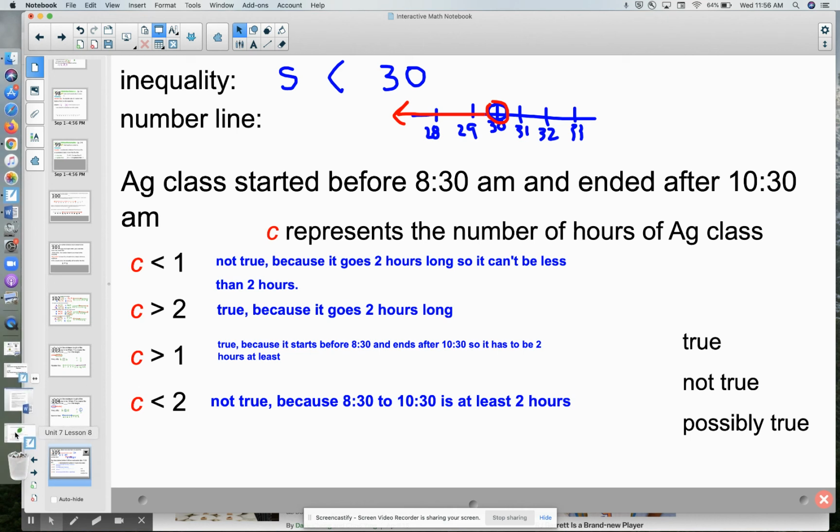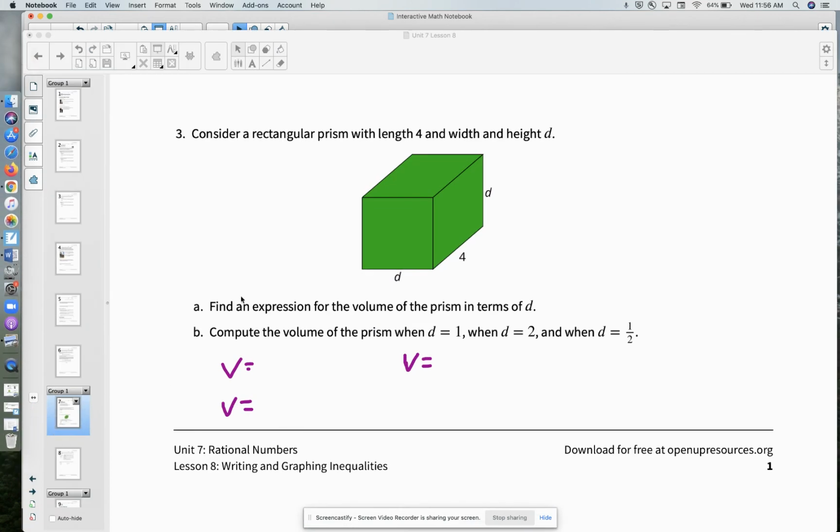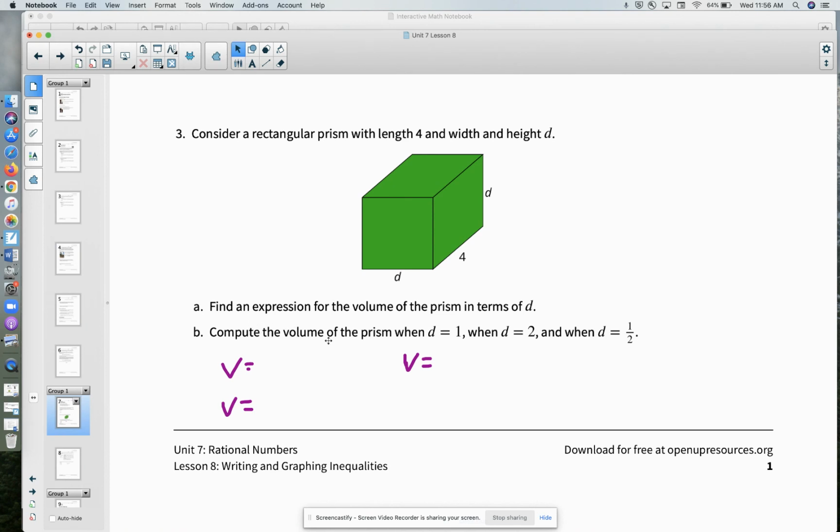And then speaking of homework, you're going to do 1 through 3, and I just want to show you on number 3. All right. We did this together in class, so if you weren't here, I just want to show you. When we find volume, we have to multiply length times width times height. So we're just multiplying. So find an expression for the volume of the prism in terms of D. So you're just writing an expression. Okay. And then on B, compute the volume of the prism when D is 1, when D is 2, and D equals half. You're having 3 different volume problems. It's 3 different problems. Okay, so find the volume for each.